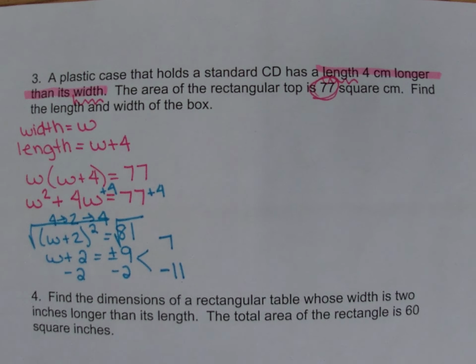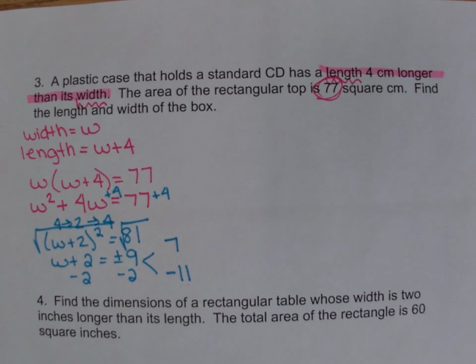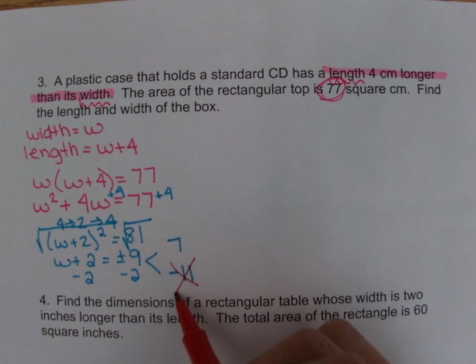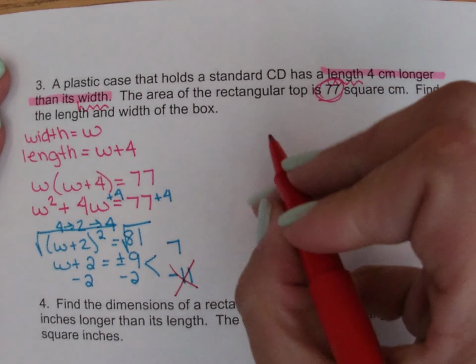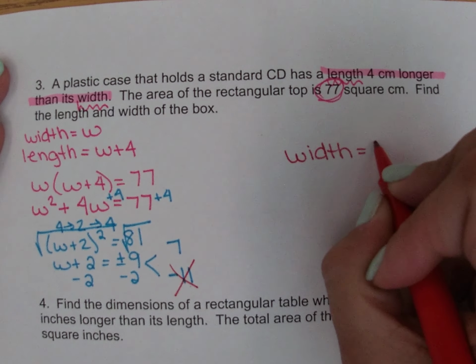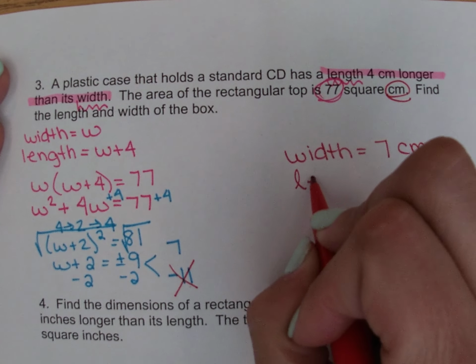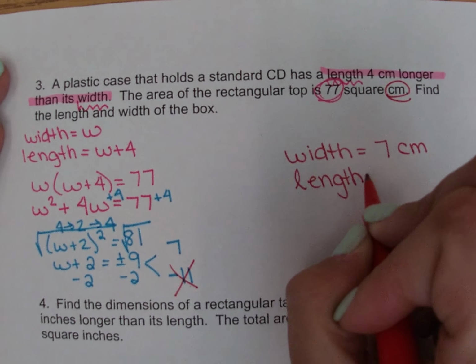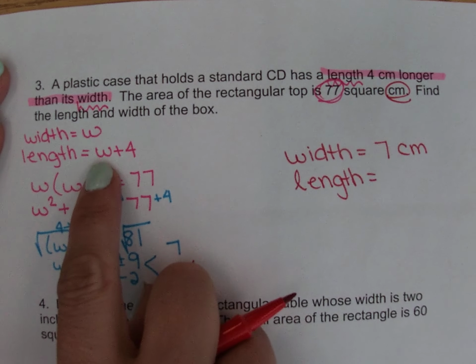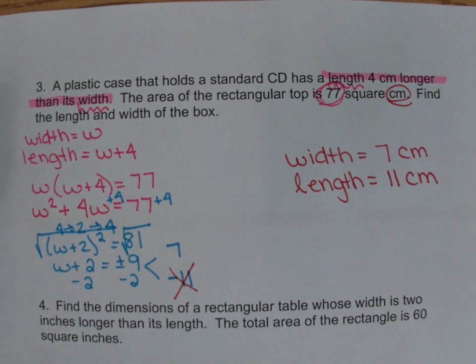Again, we're deciding which answer is reasonable. It is not reasonable to have a negative measurement, so this negative 11 does not make sense. So I would say that my width is equal to 7, and the measurement in this problem is centimeters. My length is 7 plus 4, which is 11 centimeters.